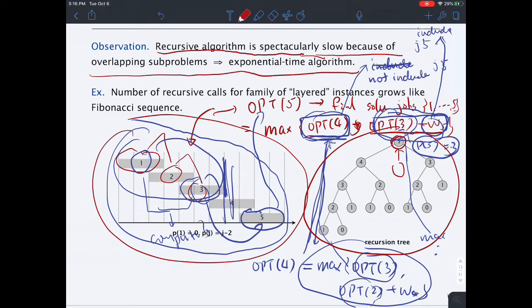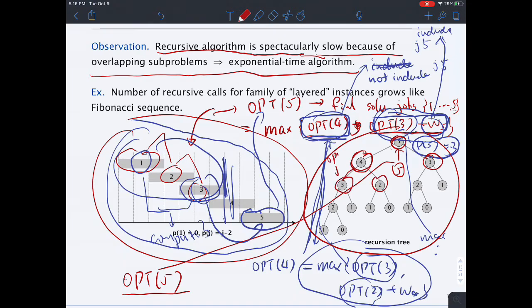I need to solve node 5 here. That corresponds to the fact that I want to solve OPT 5, right? So in order to solve OPT 5, I need OPT 4 and OPT 3. And in order to solve OPT 4, I need OPT 3 and OPT 2, right? This is OPT 3, and this is OPT 2, and this is Op2, Op3, depending on whether you want to pronounce it as OPT or Op.